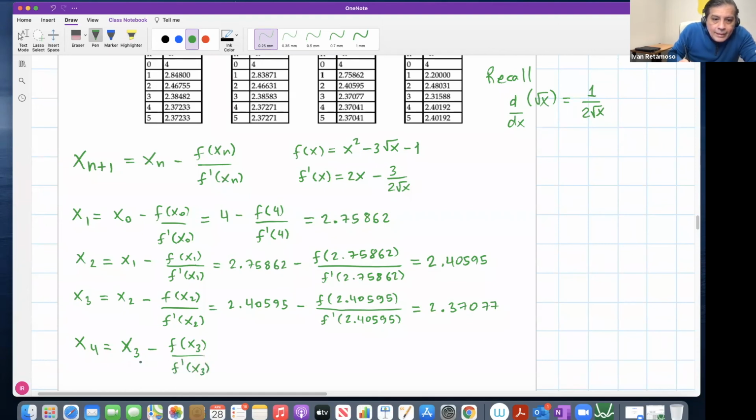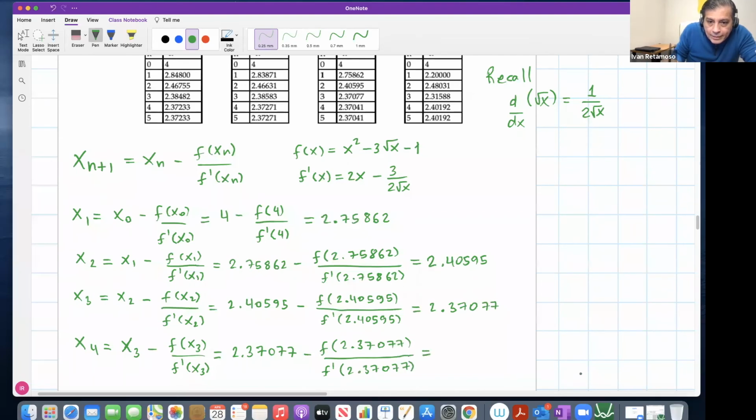X4 will be X3, the previous, minus the evaluation at X3, divided by the evaluation of the derivative at X3. So we take this as our new input. The output of the previous iteration becomes the input of the new iteration. These are called iterative methods in mathematics. If you are studying computer science, you're going to use these methods a lot because this is actually what computers do to solve equations.